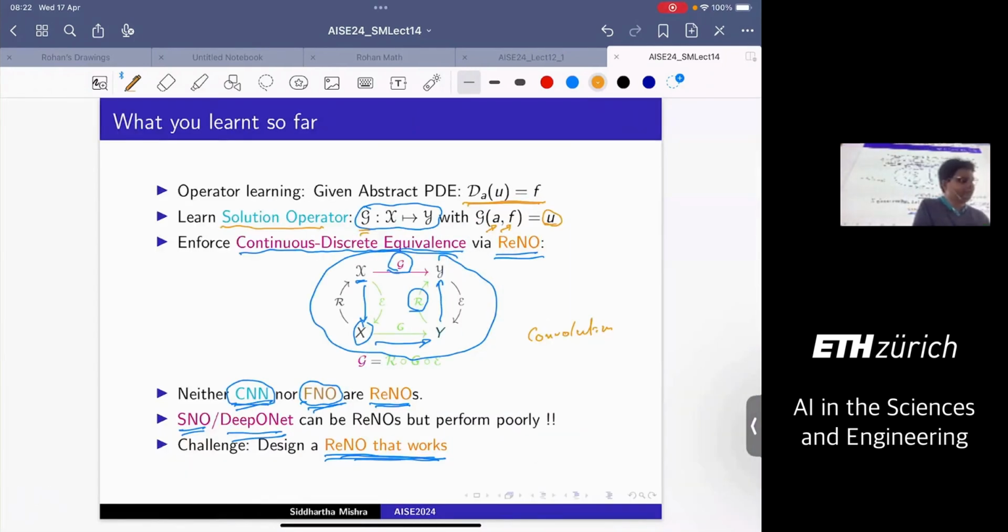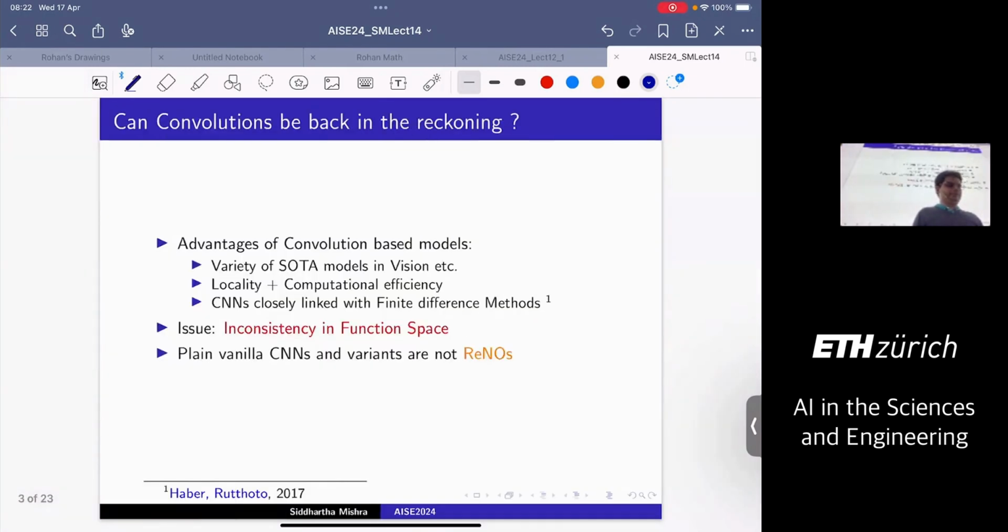So there is convolution, and it's always followed by nonlinearity. So convolution, nonlinearity. And what we are going to do is to see if convolutions can really be brought back, because both SNO as well as DeepONet did not use this convolution, right? They sort of broke the structure of space, which is what I was trying to allude to in the last lecture. Somehow we have to bring that back, the relationality between spatial elements. So can convolutions be brought back into the reckoning?